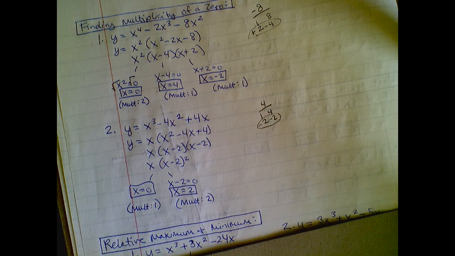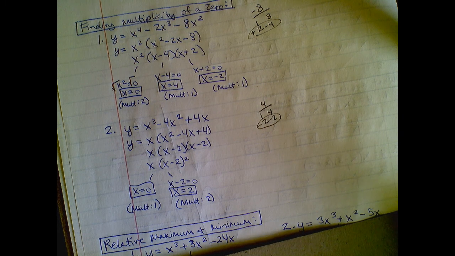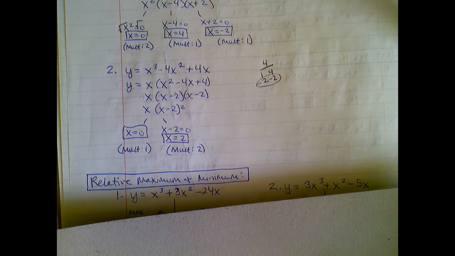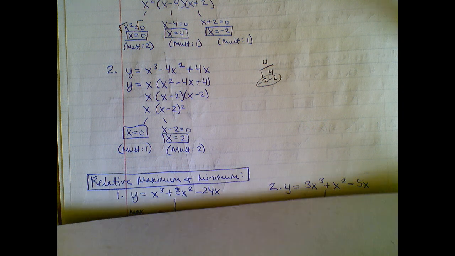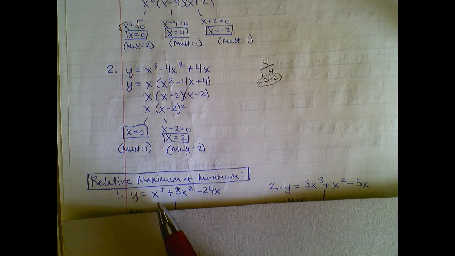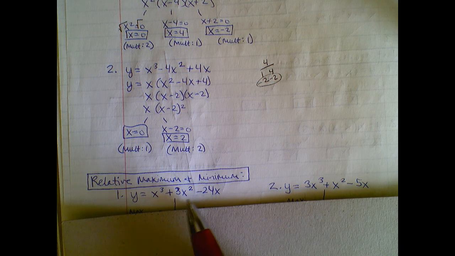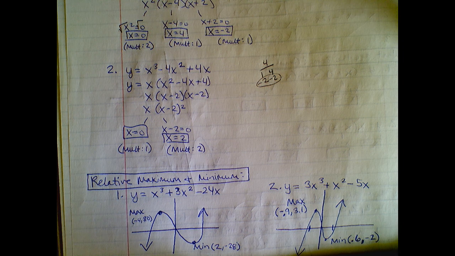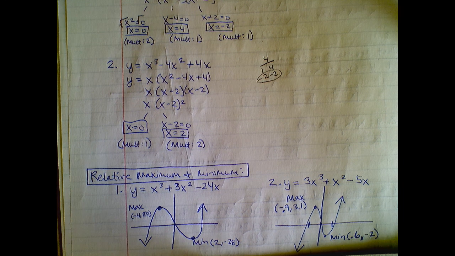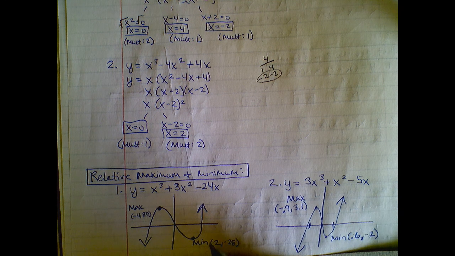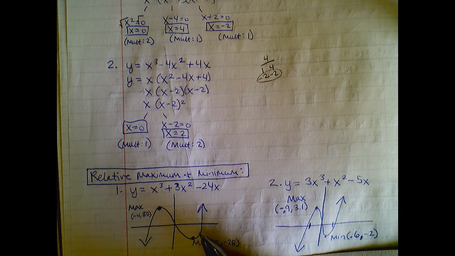Now our last topic that we're going to cover in this section is relative maximum and minimum. Not that it's difficult, but that word relative out in front, I don't want it to throw you off. So when we take a look at the graph of y equals x cubed plus 3x squared minus 24x, it looks like this.